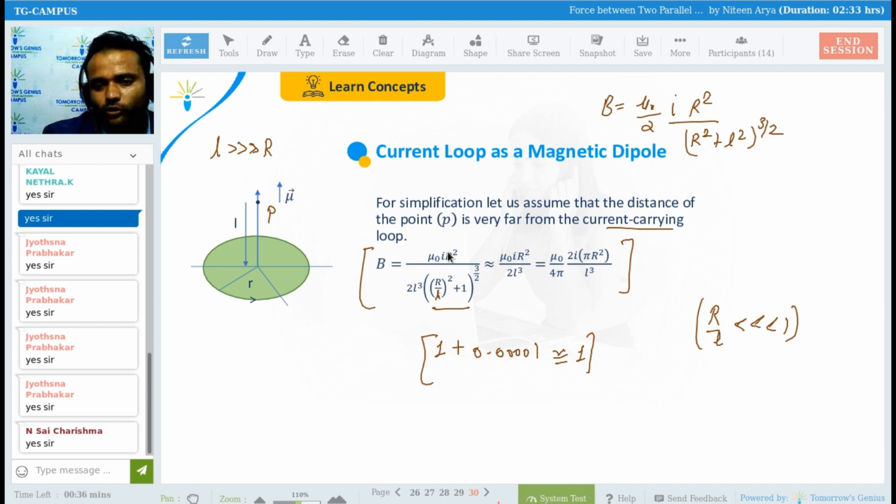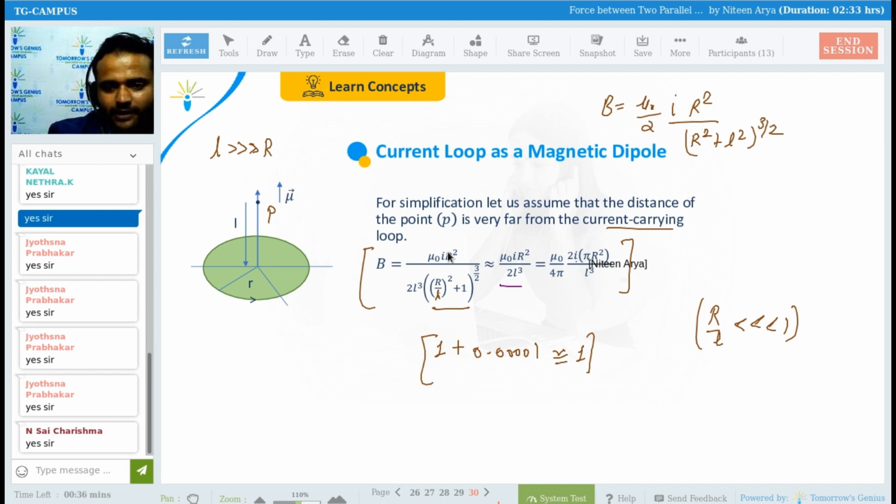Almost equal to mu naught I R square upon 2L, putting the value of pi and 2, and then 4 pi to group it. Okay, is this clear? Why are we doing that?